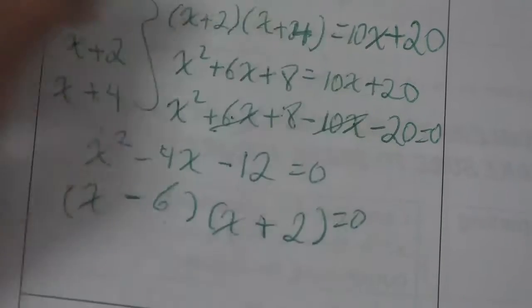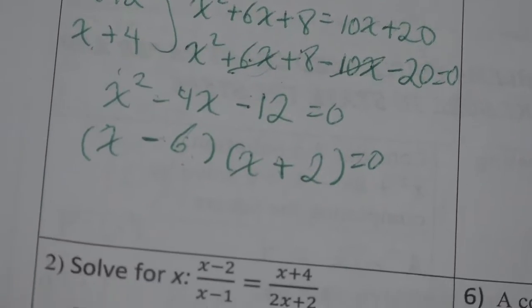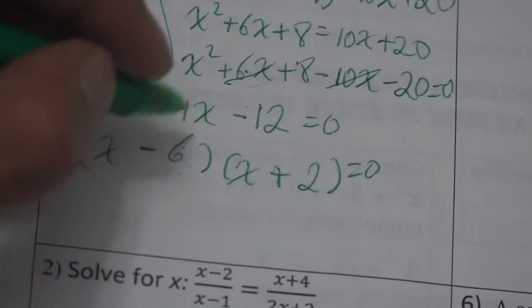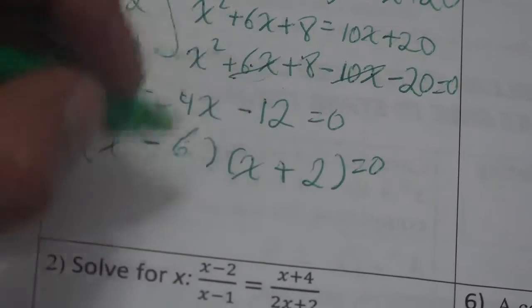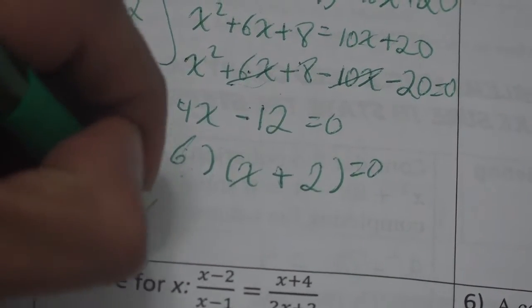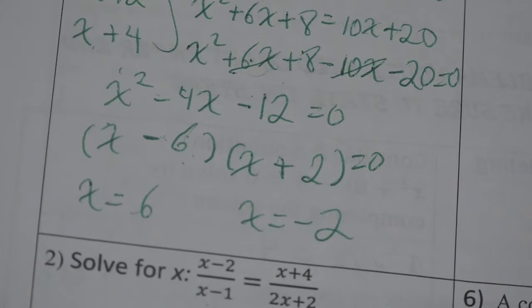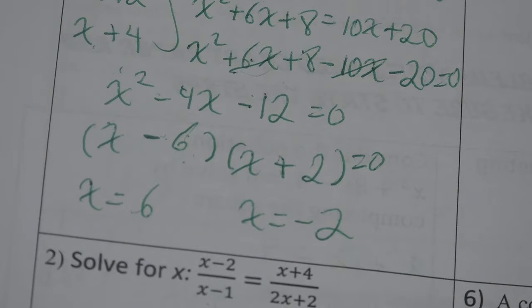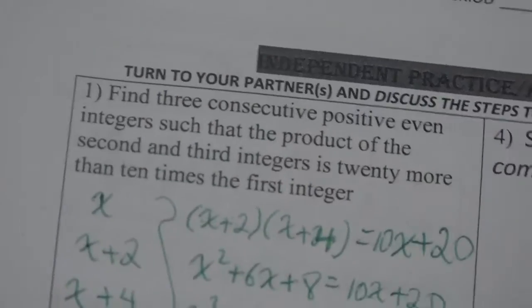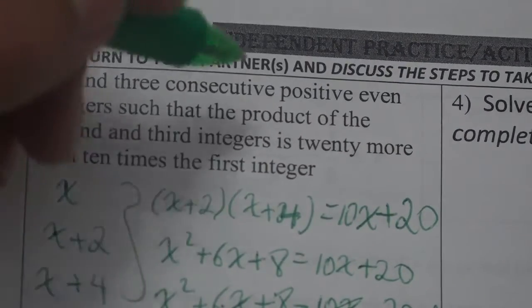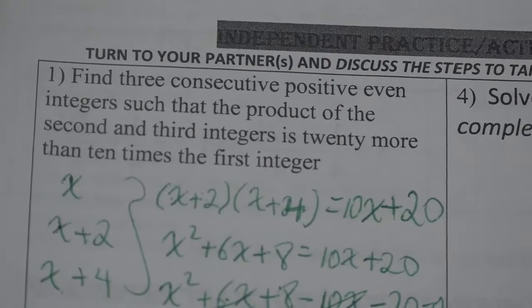Am I done? No! I need to know what the answer is. Well, if I set this equal to 0, I get x equals 6. If I set this equal to 0, I get x equals negative 2. So let's answer the question. What is the answer? 6 or negative 2? Correct. The answer is 6 because it says 3 consecutive positive even integers.